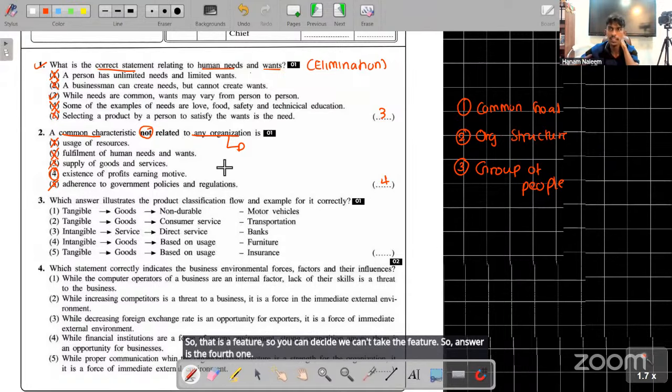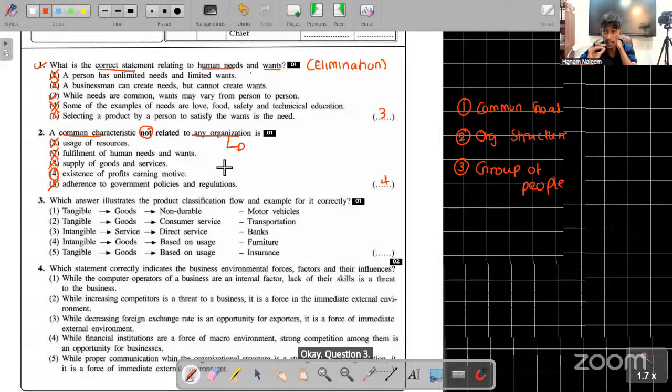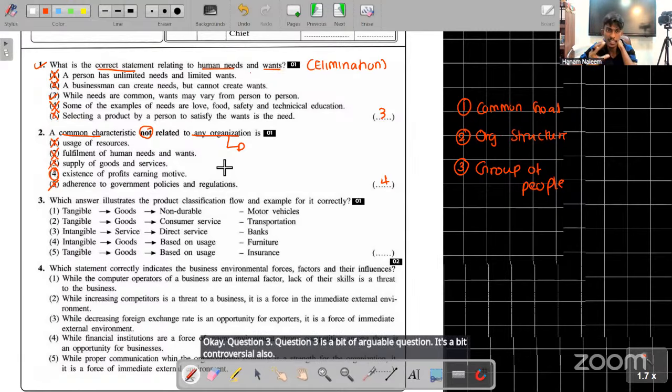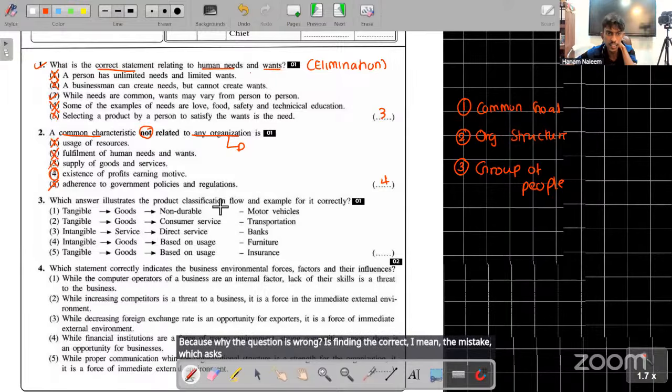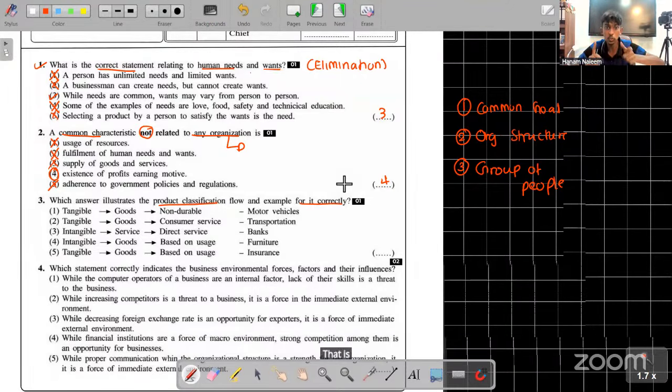Correct. Question three. Question three is a bit of an arguable question. It's a bit controversial also. The official marking scheme is wrong. Because why is the question wrong? Okay, fine. We'll see who finds the correct, I mean the mistake. Which answer illustrates the product classification flow and example for it correctly? Fine. So there is a technique to do these answers for this type of question.